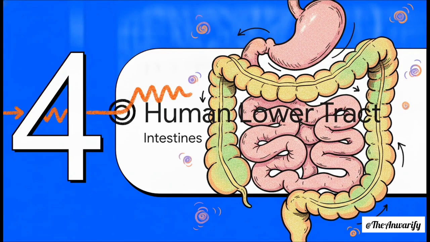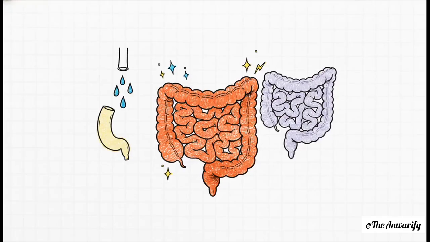Okay, moving right along to section 4, the human lower tract and intestines. We now follow that acidic chyme as it slips through the pyloric sphincter and enters the massive lower tract. The small intestine is a roughly 6-meter-long marvel, and it's divided into 3 distinct parts. First up is the short 30-centimeter duodenum, where that highly acidic chyme is immediately neutralized by bicarbonate from Brunner's glands and mixed with bile and pancreatic juice.